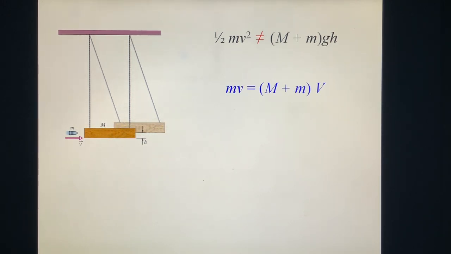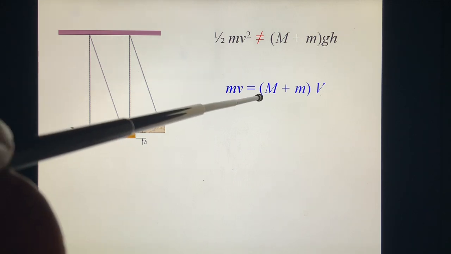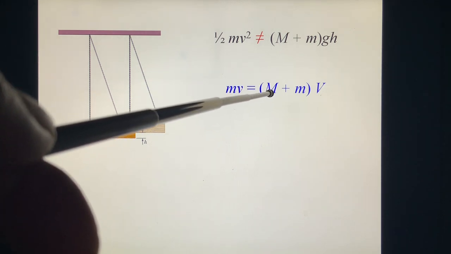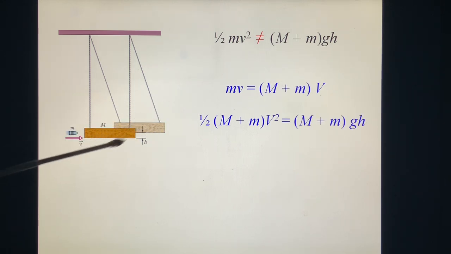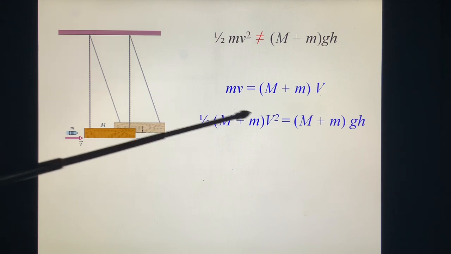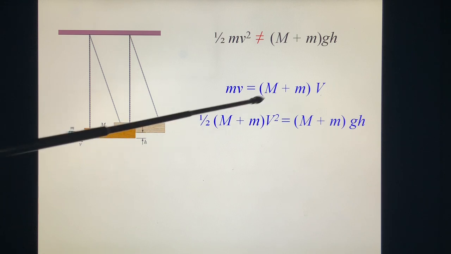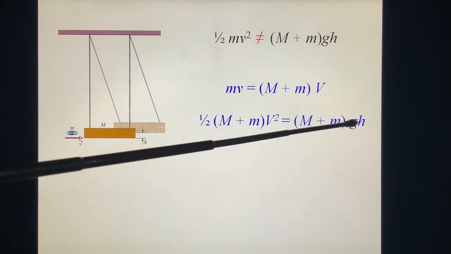In this process, kinetic energy, or mechanical energy, is not conserved, okay? Because you have heat energy disappearing, right? And then after that, these move together. During that course, there is no other heat, no other energy loss. So mechanical energy is conserved. Here, you have the velocity together. They move, half (m plus M)v squared equal to (m plus M)gh.